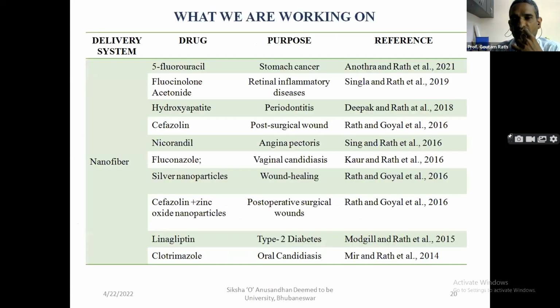And these are the results. So these are some of the other applications of nanofibers developed by our research groups. We have a number of drugs selected for nanofibers. If some of you want to develop nanofibers or want to discuss more on nanofibers, you are welcome to discuss with me. These are some of the other studies of our research groups.